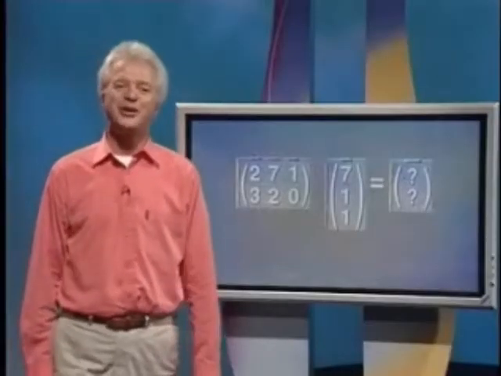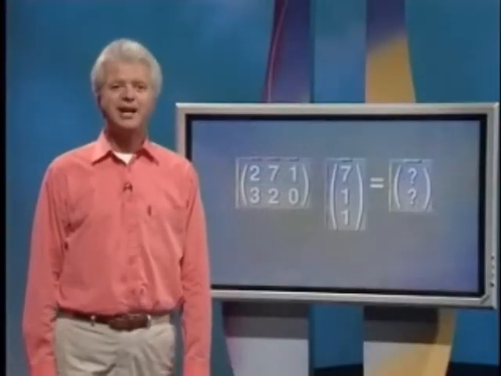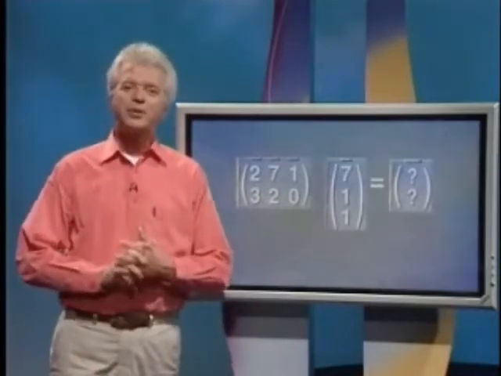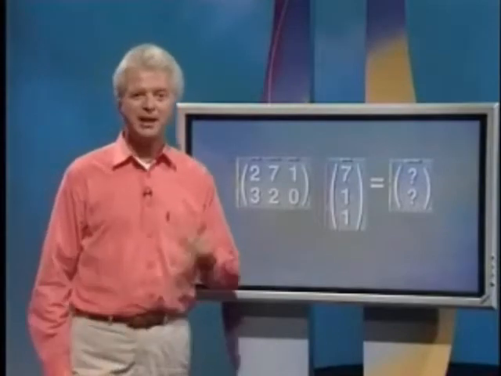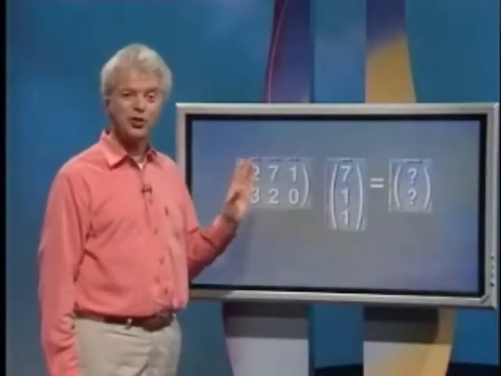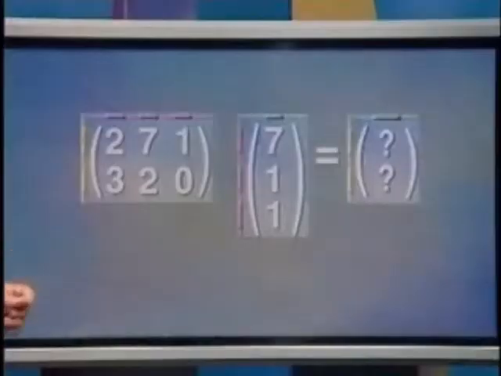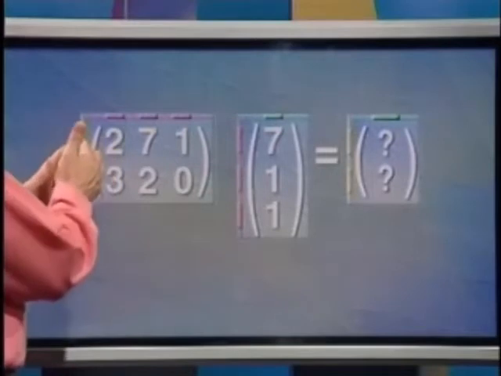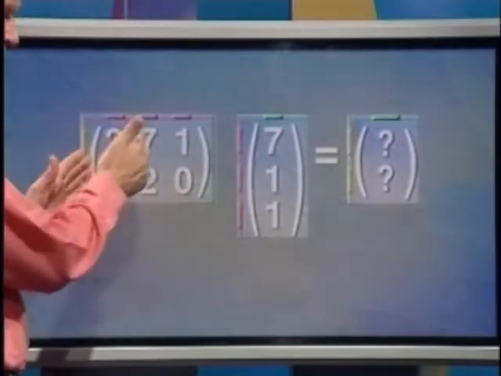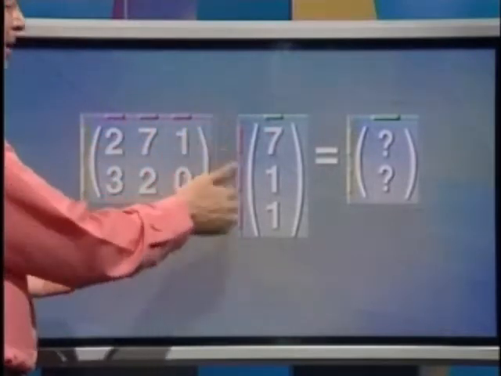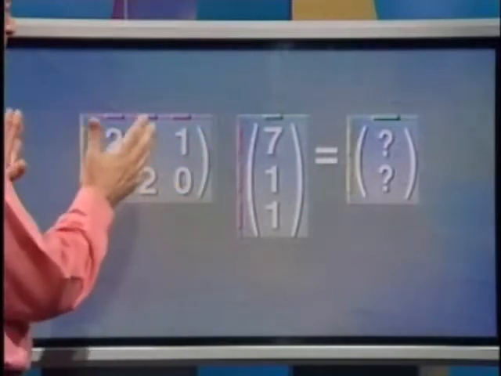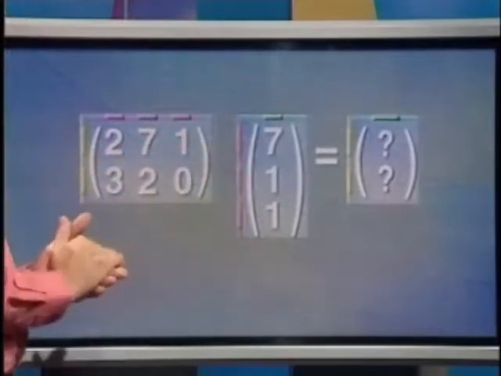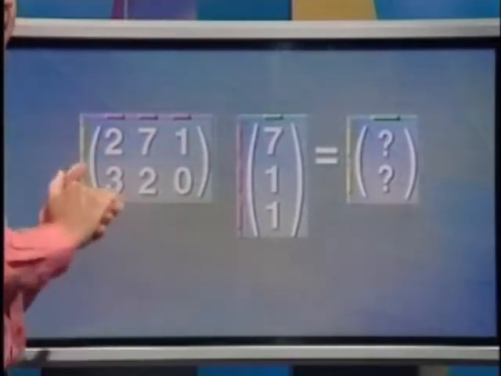Well, the first important thing to recognise about matrix multiplication is that you don't necessarily do it to matrices of the same size. There are quite precise rules about when matrices can be multiplied, and they are to do with the shape and size of the two matrices. This pair can be multiplied, and the reason for that is that we have a 2 by 3 matrix, 2 rows and 3 columns, and a 3 by 1 matrix. The number of columns of the first matrix, 3, is the same as the number of rows of the second matrix, 3. And that's the first requirement.